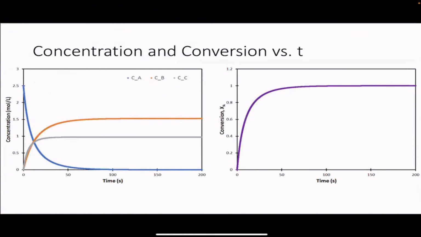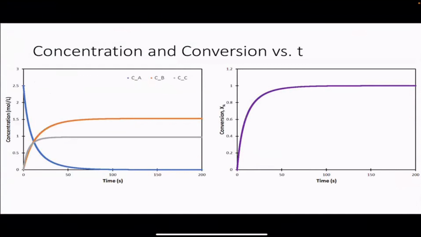And CA follows the exponential decay, just like we would expect. And CB and CC both rise relatively quickly. And then after A is consumed, of course, the concentration in the batch reactor also reaches an equilibrium value.